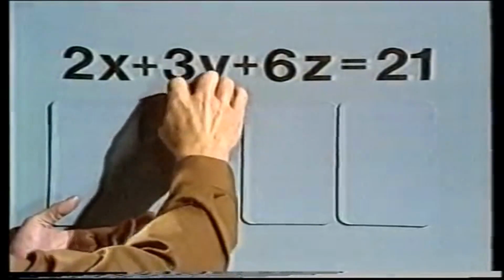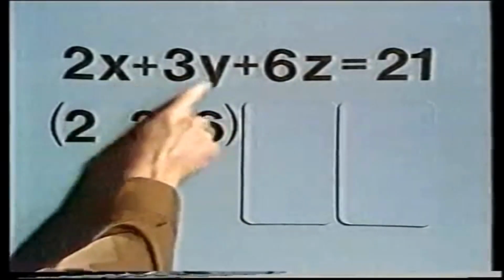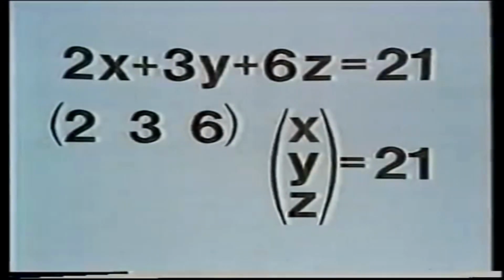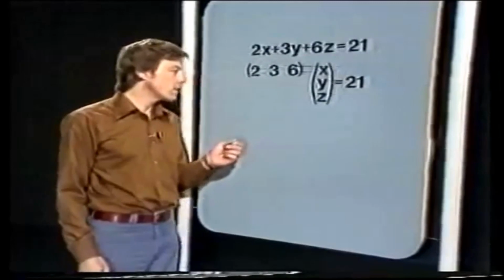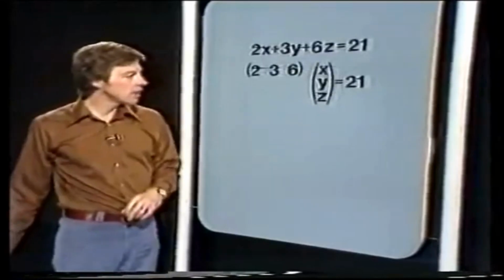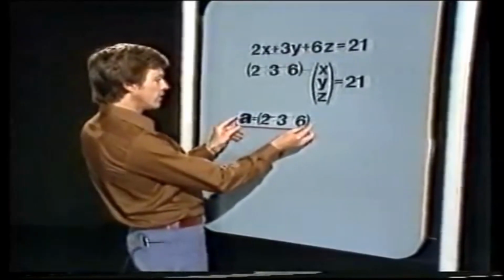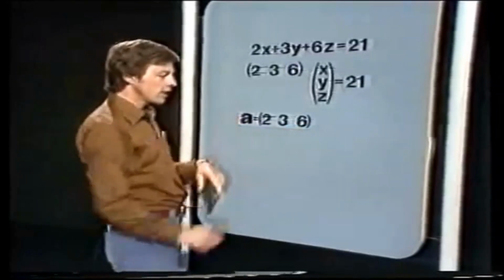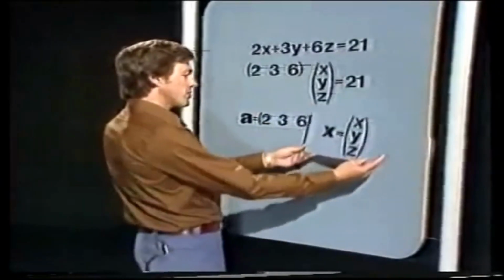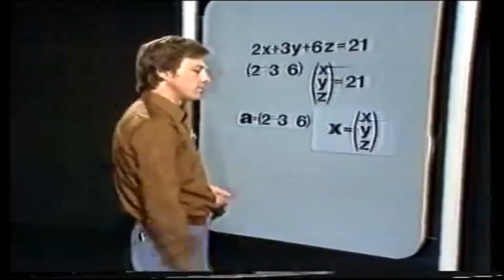And what that means is that we can write this equation in matrix form. We can write the coefficients 2, 3, 6 as a row matrix, the variables x, y, z as a column matrix, and the equation just takes the form of that matrix product equal to 21. And we can take that a step further as well, because this row matrix we could think of as a vector in R3, just written in row form. If we call that vector A, then that's the vector written in row form. And we could also think of this as a vector in R3, and we'll call that one X.